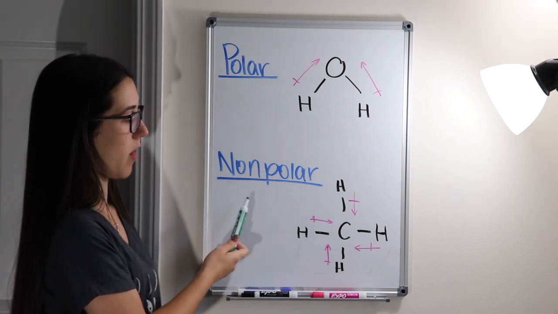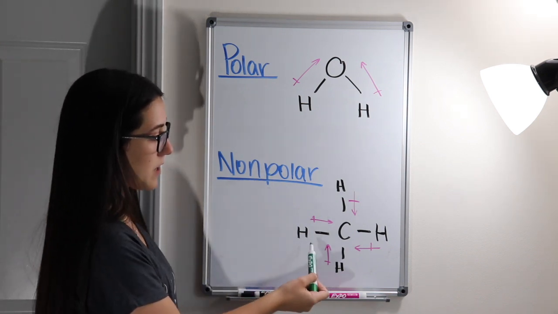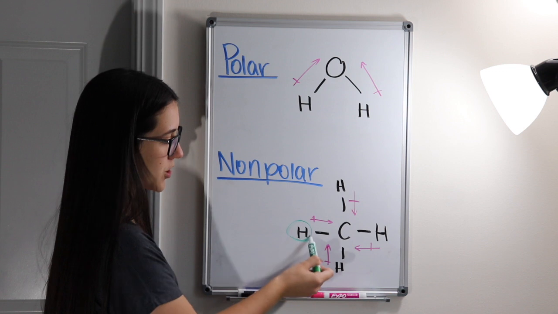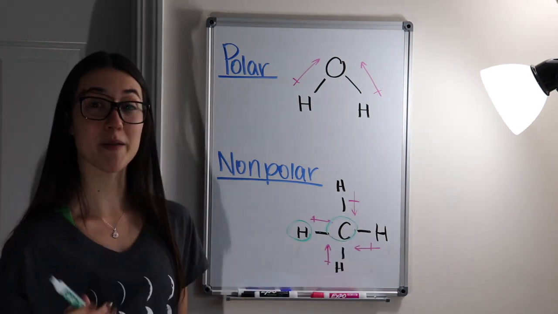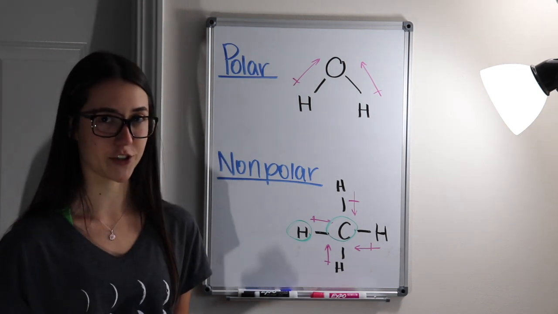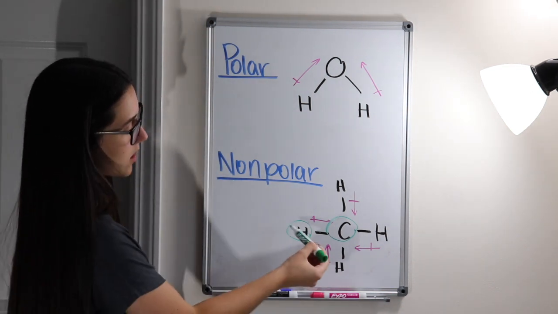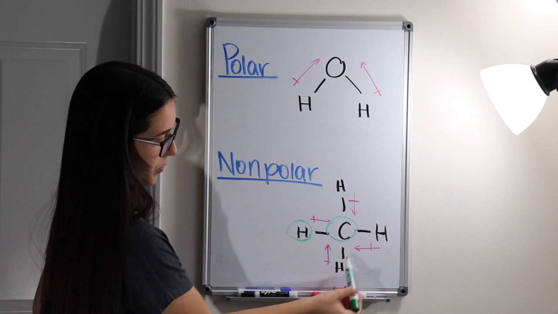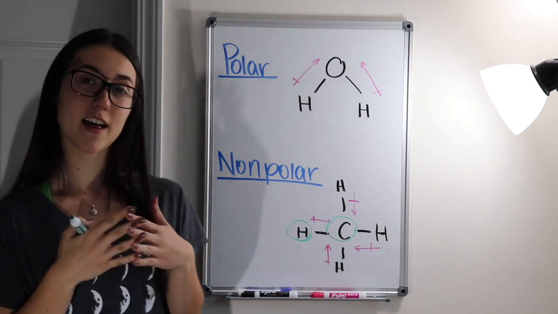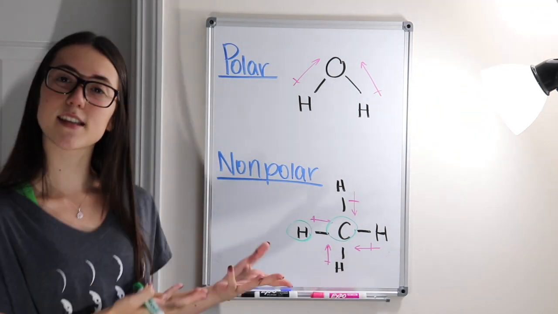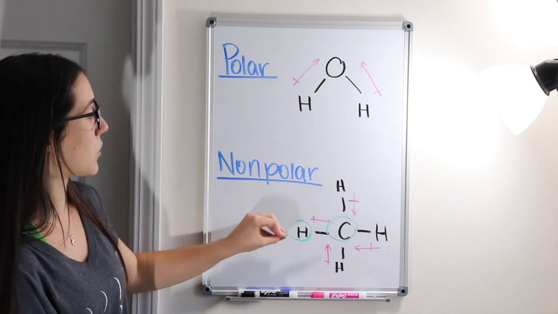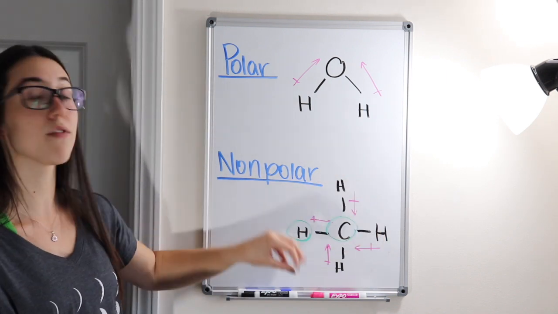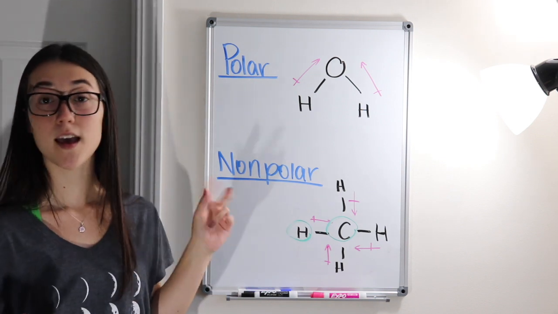In a non-polar molecule, even though the hydrogen and the carbon have a difference in strength, the carbon is much stronger than the hydrogen. Because all of the arrows that I drew are facing each other, they cancel out. And since they cancel out, there isn't a difference in strength from one side of the molecule to the other. All of the ends cancel out, they're equal.